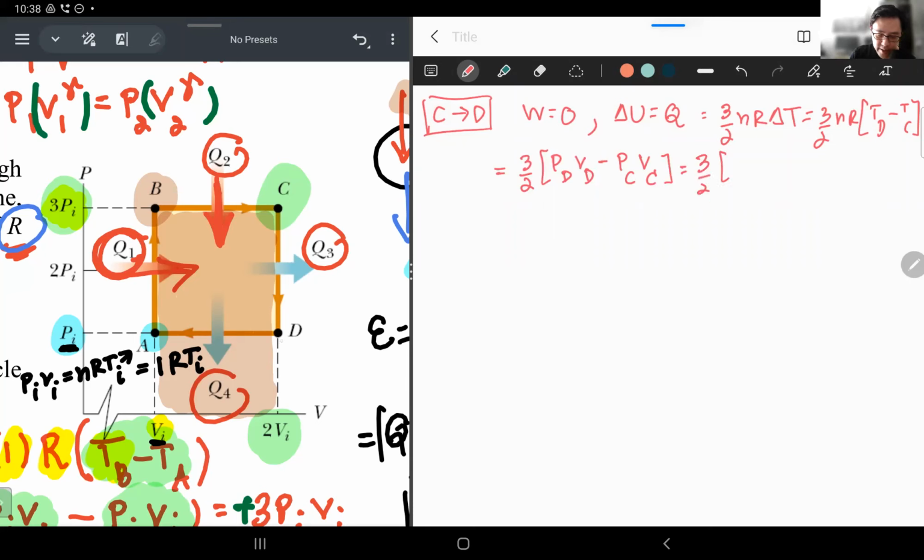And plug in the values. At point D, the volume is 2 V sub I and the pressure is P sub I, so it's going to be 2 P sub I, V sub I. At point C, the pressure is 3 P sub I and the volume is 2 V sub I, so it's going to be 6 P sub I, V sub I. Very good.